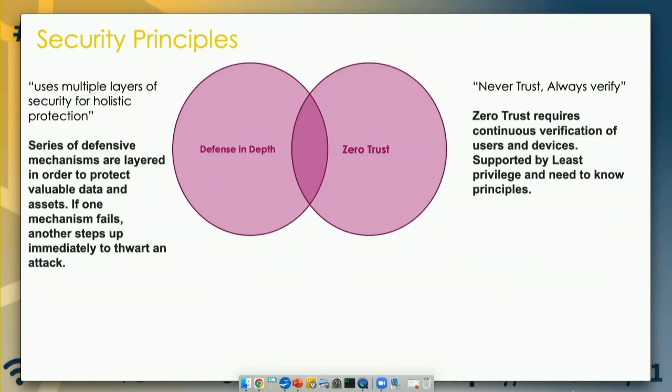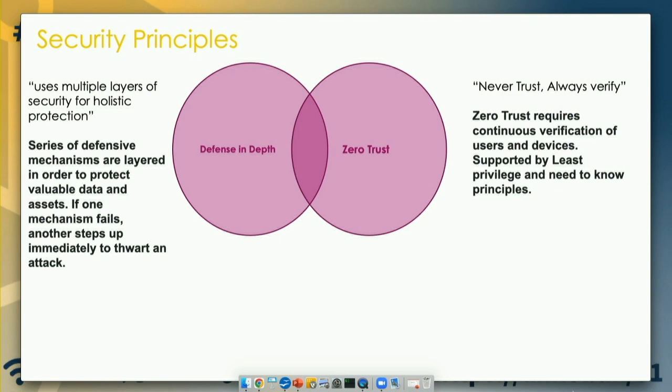Defense in depth and zero trust are two important security principles that organizations use to protect and secure 5G networks. Let's have a quick overview of what these security principles mean. Defense in depth is a security strategy that uses multiple layers of security controls to protect against a wide range of threats. The idea behind this method is that if one layer of security fails, there are other layers in place to stop the attack or limit its impact.